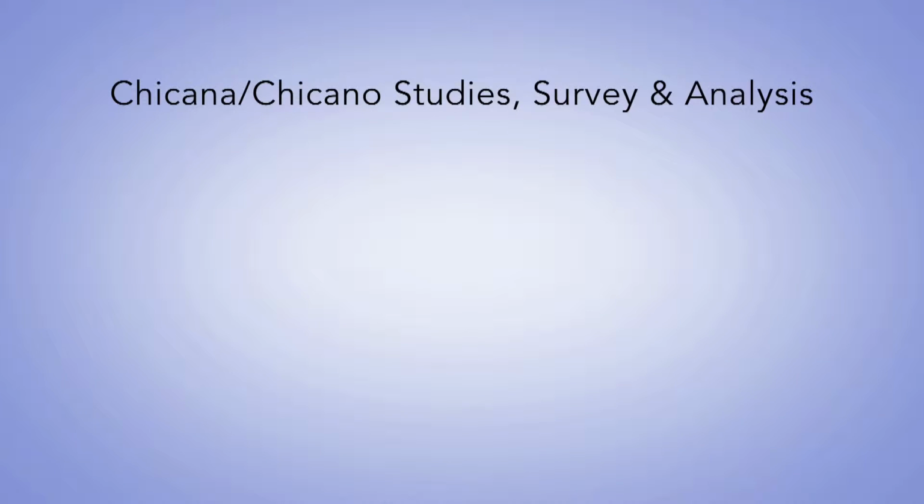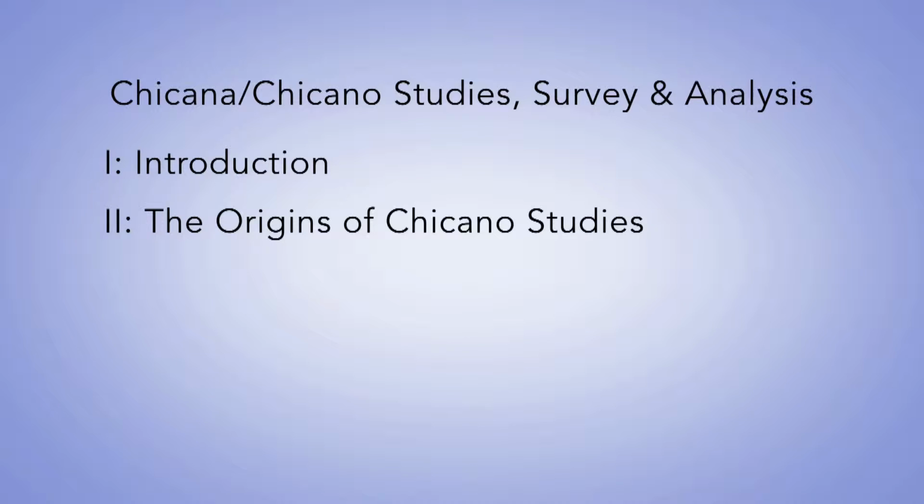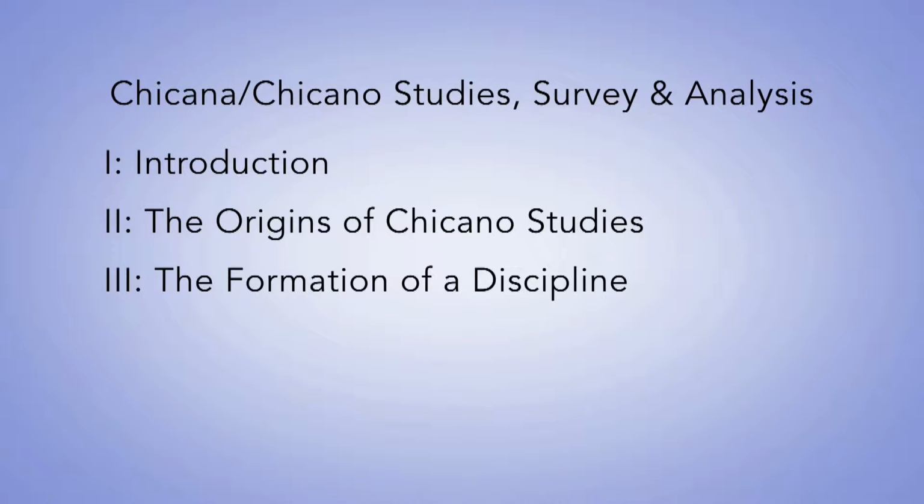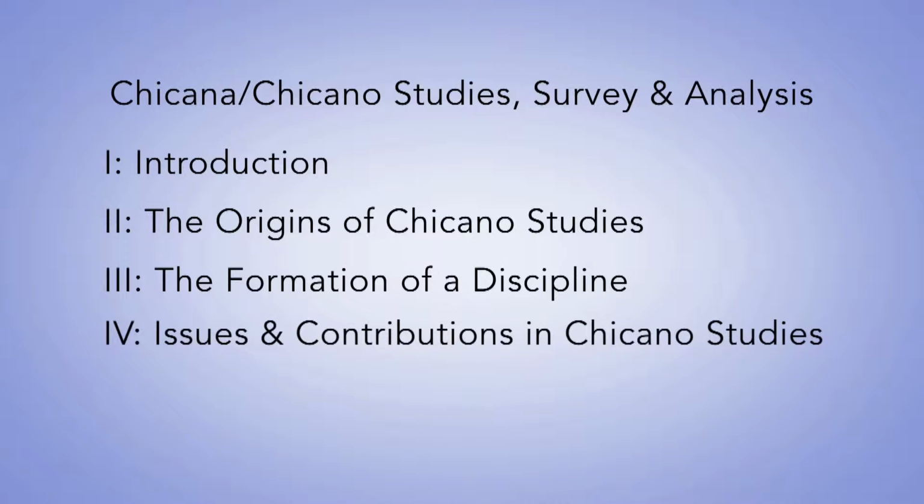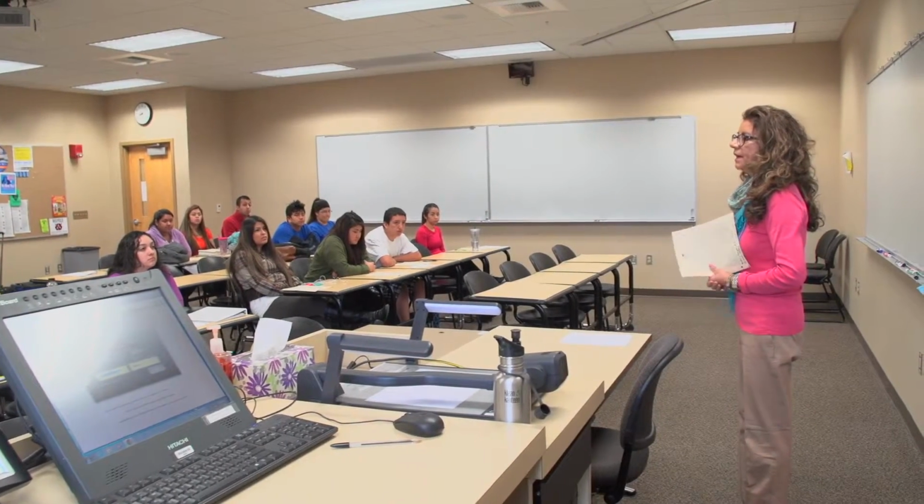I then give them the first subtitle, which is Introduction. Then the second subtitle, The Origins of Chicano Studies. Then the next subtitle, The Formation of a Discipline. And the next subtitle, Issues and Contributions in Chicano Studies. And then the last subtitle, Looking to the Future. I tell them we're building a skeleton. They're creating an outline, a guide they will use to read effectively.